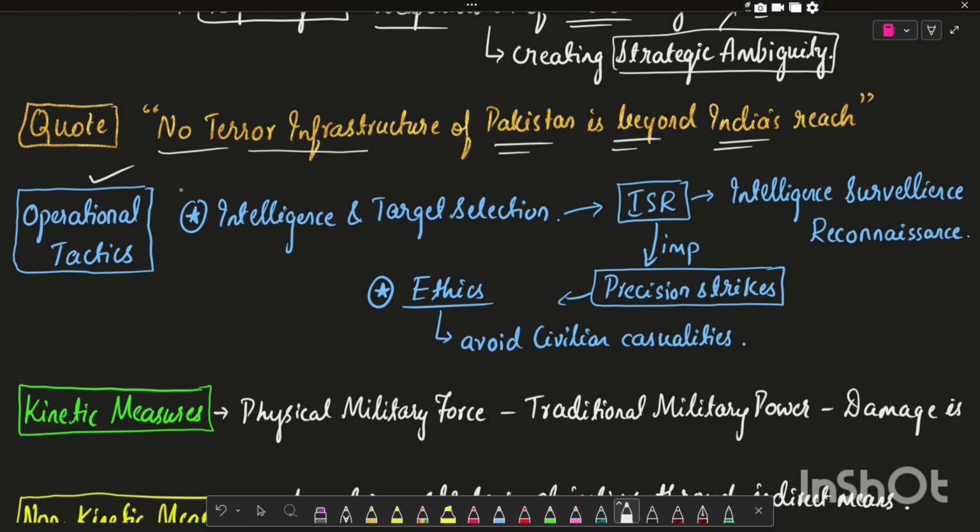What is the operational tactics? Intelligence and target selection through ISR, which means intelligence, surveillance, and reconnaissance. This term ISR will keep coming in the editorials of newspapers. What does it mean? It is a set of military functions which helps in collecting information and decision making.